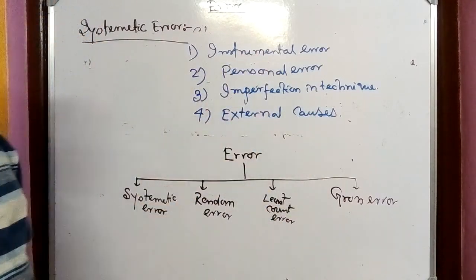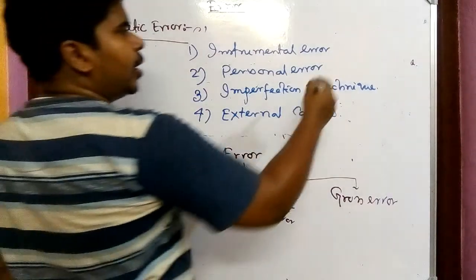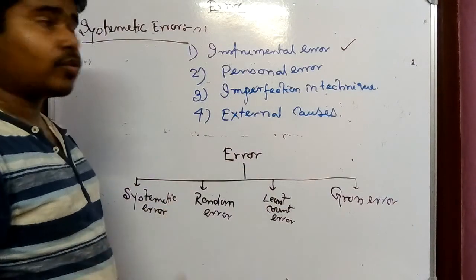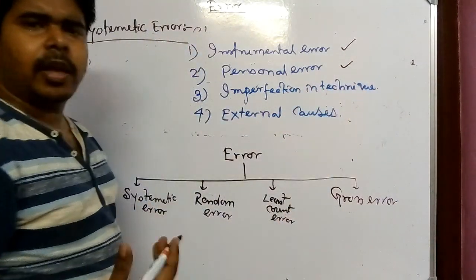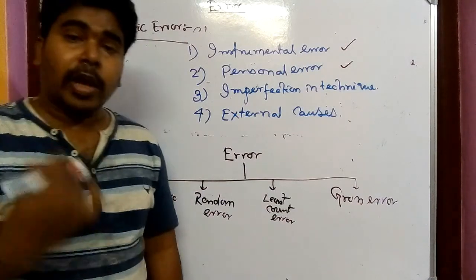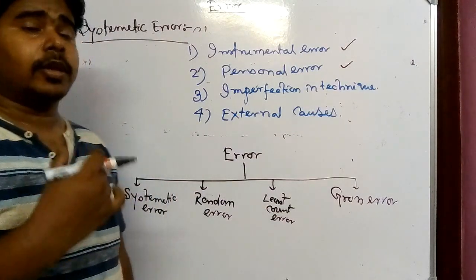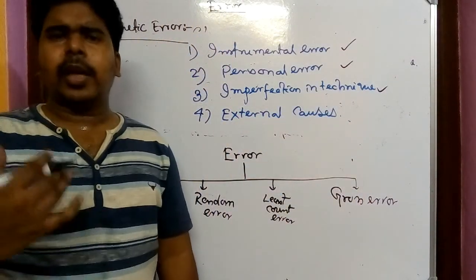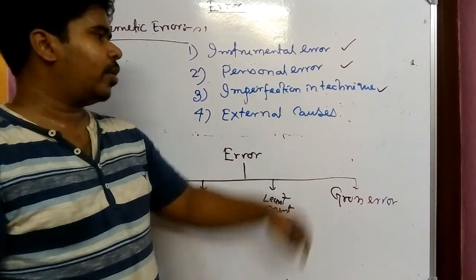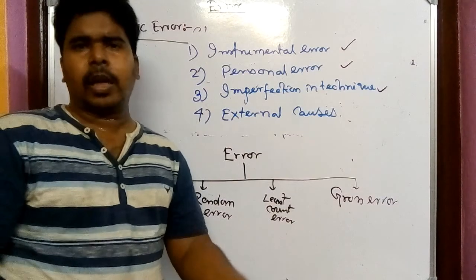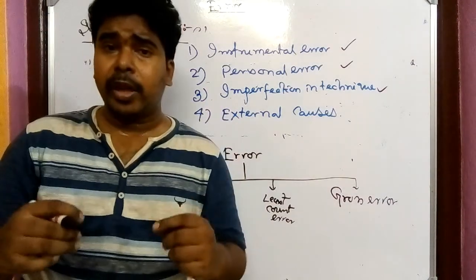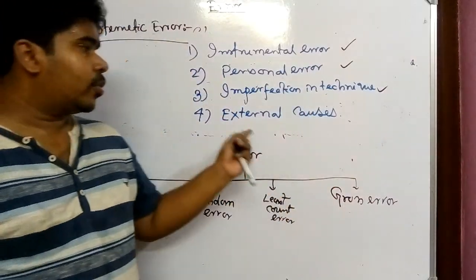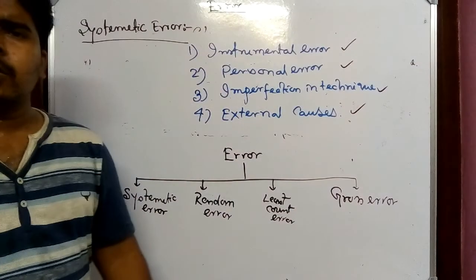Now, the 4 things we have written: instrumental error can be solved by us by making some changes in the instrument or by taking a new instrument. Personal error, by doing it several times you can get a more accurate way of doing it, so your personal error should be less. Imperfection in technique, that also is solved if you learn the technique from the book first and then do it. And external causes, if you take into account that whenever we do it, we have to take the temperature as 25 degrees centigrade, the atmospheric pressure and so on, then that is also taken care of by you.